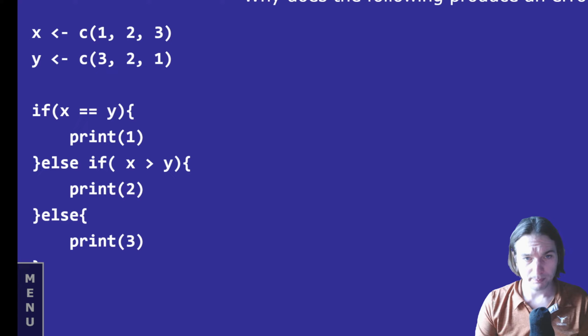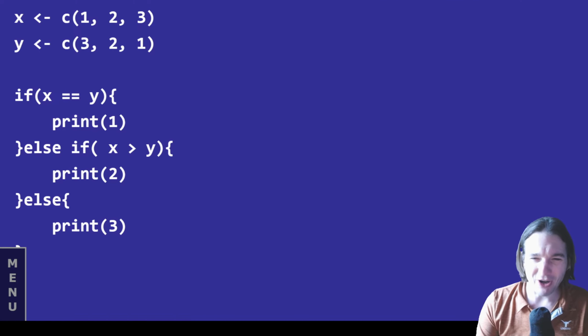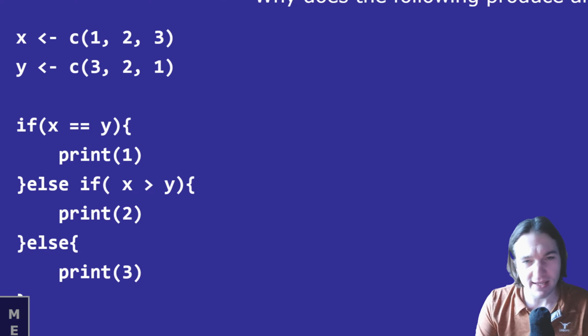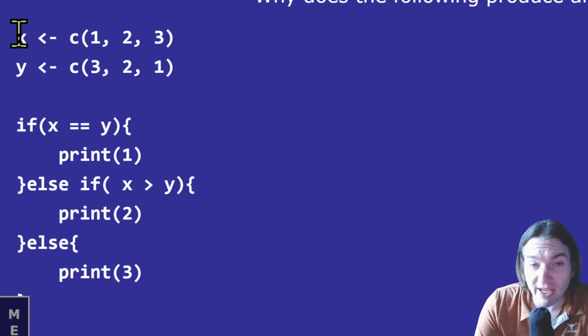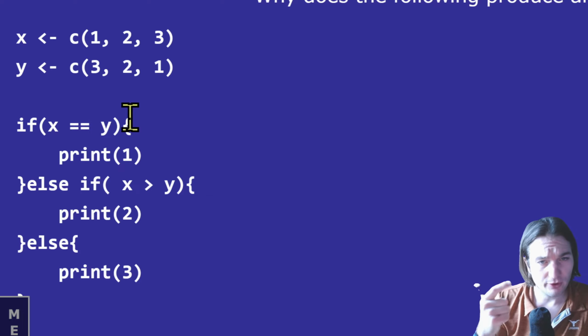Let's play with this. The question's asking, why does this produce an error? This was a hard one to respond to in class, but I think the actual answer is pretty understandable if you just try to do it. So let's just say x is this value, 1, 2, 3. y is 3, 2, 1. If I then say x equals y, that's going to become false, true, false. Check to understand why.